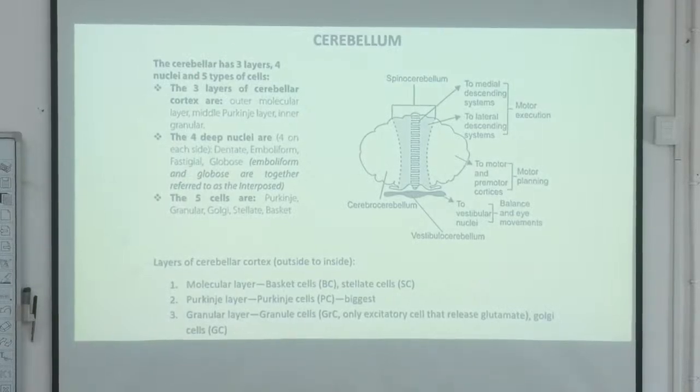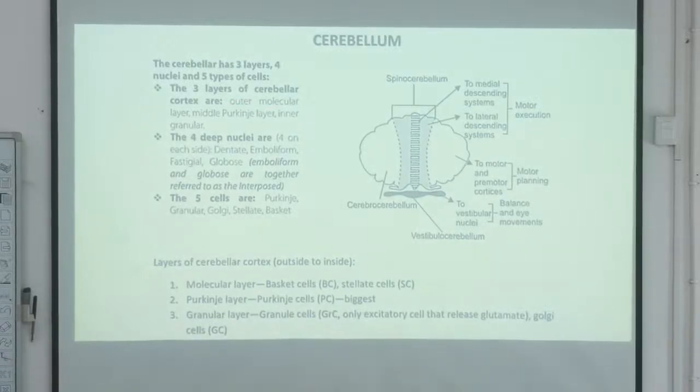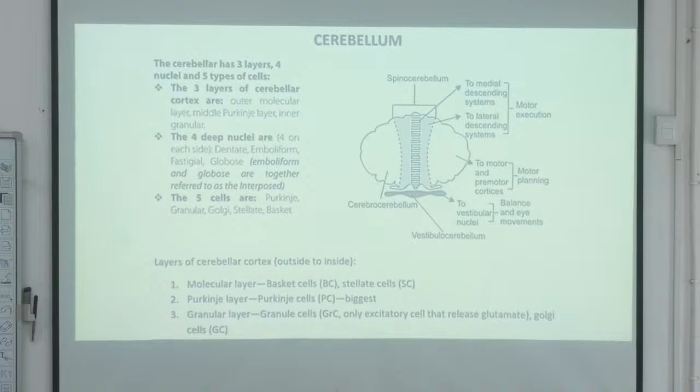The 3 layers of the cerebellum are the outer molecular layer, the middle Purkinje cell layer and the inner granular layer. For the 4 deep nuclei, you need to remember what they are: dentate, emboliform, fastigial, globose, right?